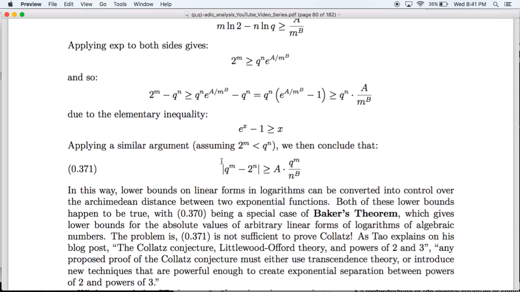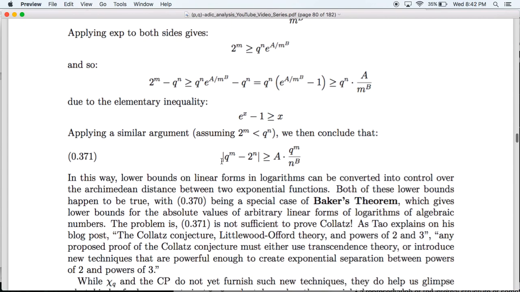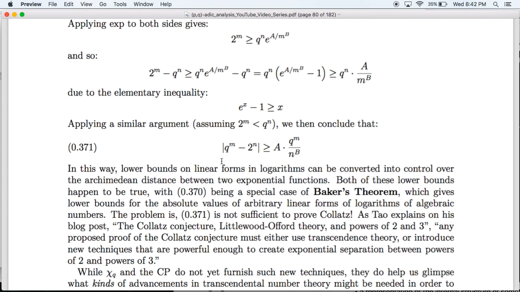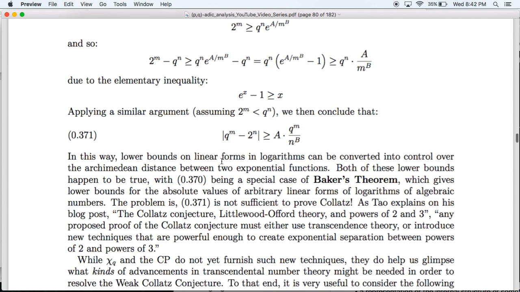The problem is, this estimate, while very nice, is not sufficient to prove Collatz. As Tao explains in his blog post, the Collatz Conjecture, Littlewood-Offord theory, and powers of 2 and 3, quote, any proposed proof of the Collatz conjecture must either use transcendence theory or introduce new techniques that are powerful enough to create exponential separation between powers of 2 and 3.